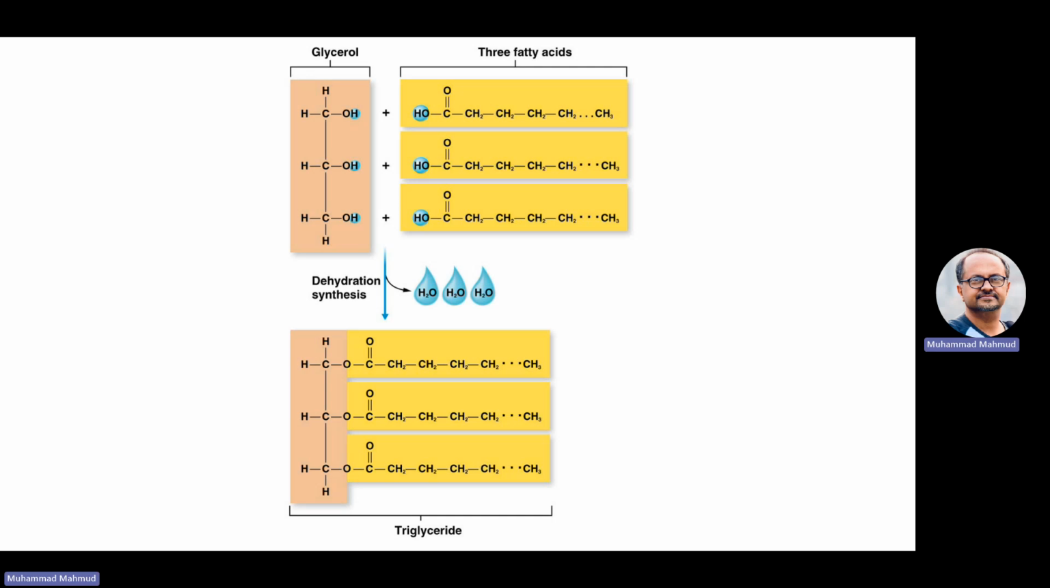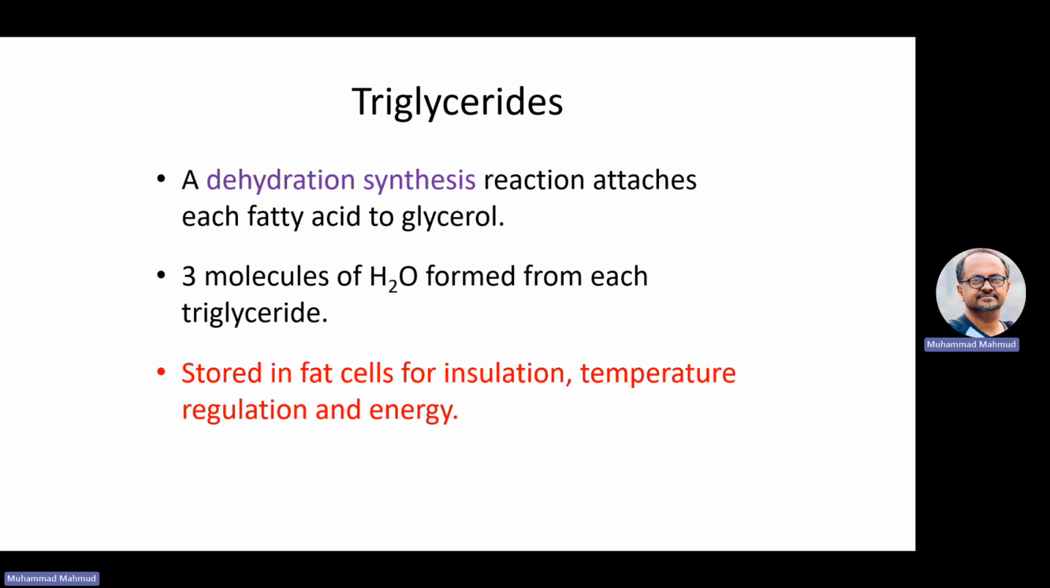So when they combine, this reaction happens. This is the anabolic reaction, and this is dehydration synthesis. From every one of those fatty acids, one molecule of water is removed, and the end product will be triglyceride. So three fatty acids, one glycerol, we call it triglyceride. It's a dehydration synthesis.